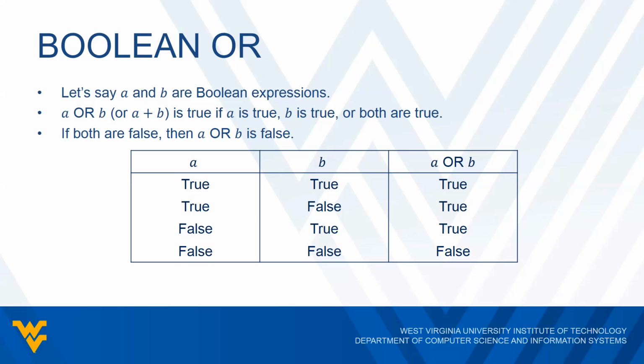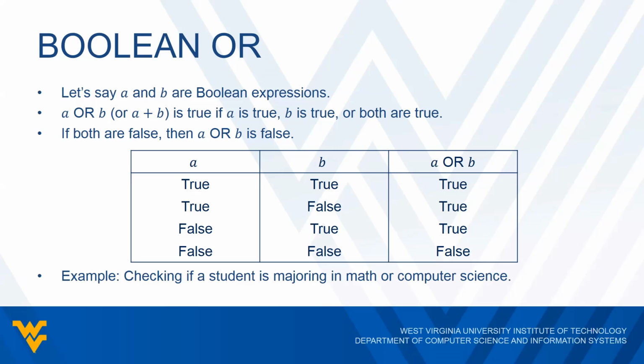So we have another truth table here to show this. In the first row, a and b are both true, so a or b is going to be true. If you take a look at the second row, a is true, b is false, but one of them is still true, so a or b is true. The third row, a is false, b is true. Once again, at least one of these is true, so a or b is true. But if you take a look at the last row, both a and b are false, therefore a or b must be false because neither one of them is true.